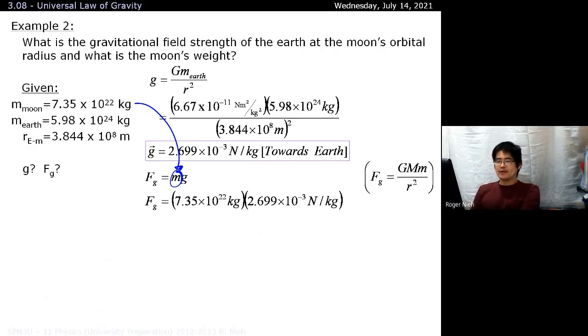So 7.35 times 10 to the 22 kilograms times that mediocre number over there does give us this crazy huge number. I was going to say apples. So that's a lot of apples, right? That's 2 times 10 to the 20 apples, right? If an apple is 1 Newton, that's a lot of apples. That's a huge amount of force.